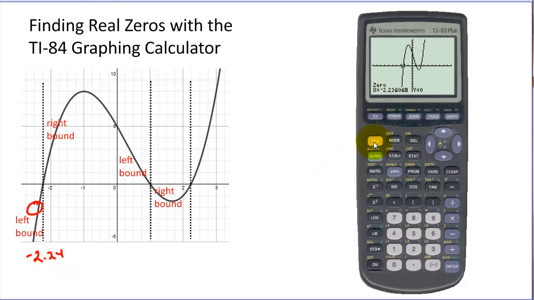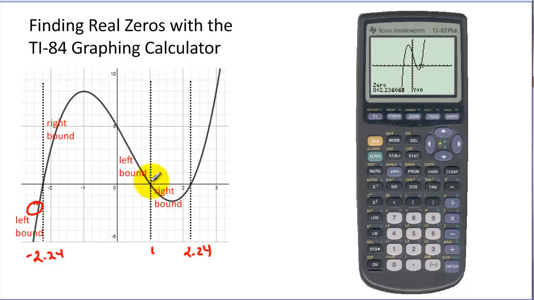Now if we go to find the next one, I've just got to repeat that process. So we've got to do the second calc 0. Now we need to move it left of the next 0, which would be somewhere in there. Enter. Now we go past the 0, press enter, enter, and now we've got, this one is at x equals 1. And to find our third one, we need to put the left bound, which would be, say, there. Now we need to go past the 0, press enter, enter for guess, and we get about 2.24 positive.